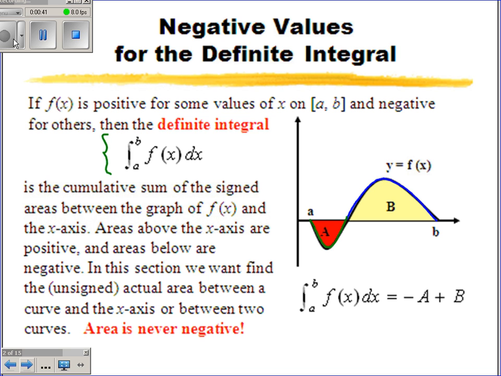Okay, it's that net sum of the areas. So if we actually want to find what the area itself is, it's never negative. The area is a space that's enclosed by something, so it's going to be a positive quantity. So if we want to actually find that area, we're going to have to make some adjustments so that we get positive numbers for all the parts of it, and not let the part that's below the x-axis cancel out with the part that's above the x-axis.